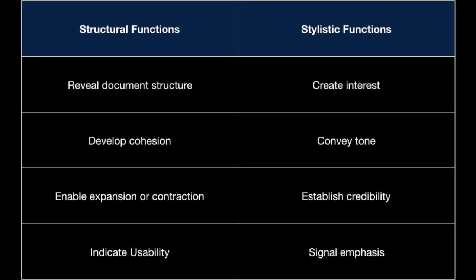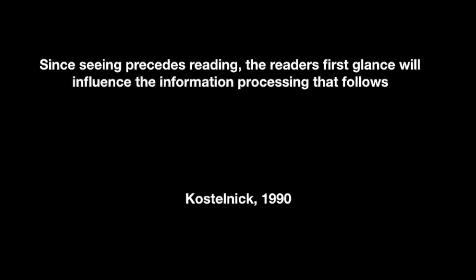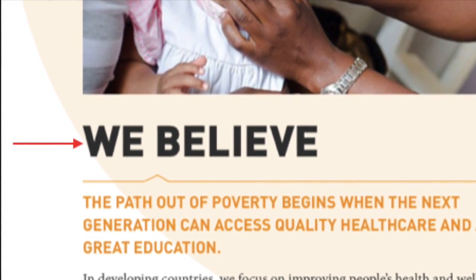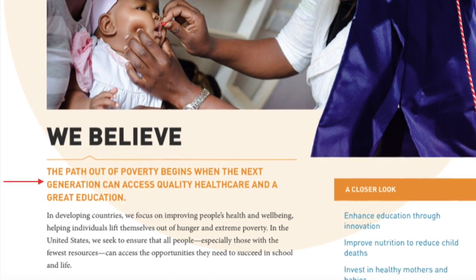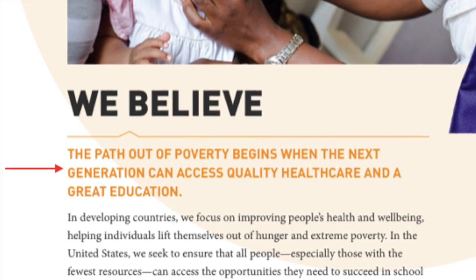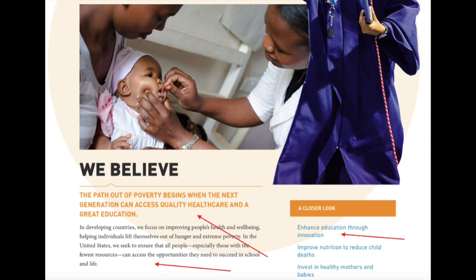usability of the website. Kostelnik provides two categories of rhetorical functions in text design, both structural and stylistic. Looking at the structural functions of this landing page, it can be seen that they reveal document structure with differences in typographic size. They enable the expansion and contraction of information through different colored texts, which preface the paragraphs of information to follow. And the effective use of white space indicates usability.